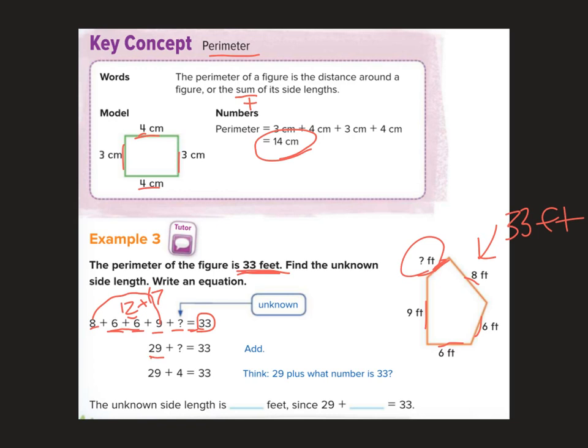So now we're looking at 29 plus what is going to get us to 33. So I can always just do 33 minus 29. That'd be 4. Or I could count on 29, 30, 31, 32, 33. I'd add on 4. But anyways, it's 4. So the unknown side length is 4 feet, since 29 plus 4 is 33.